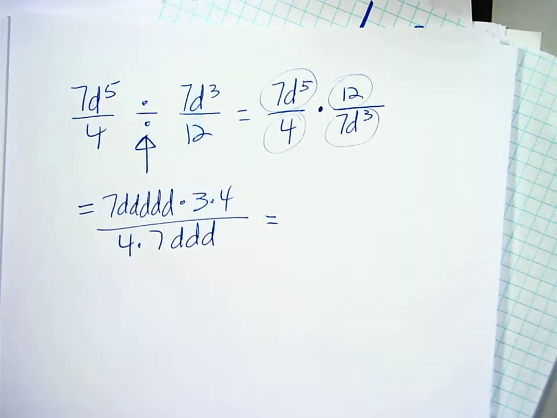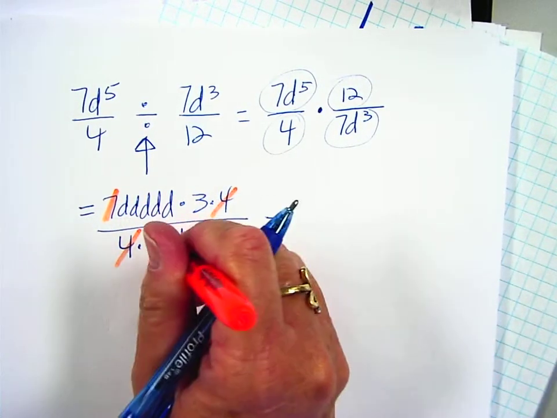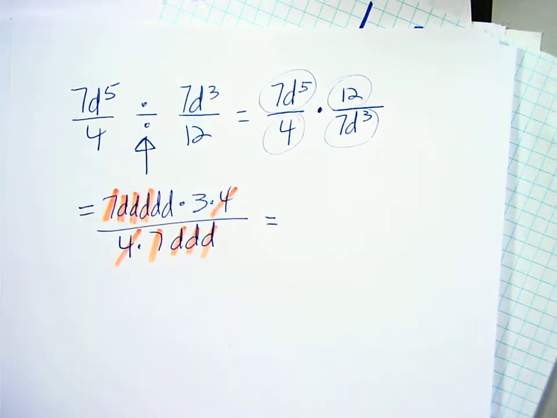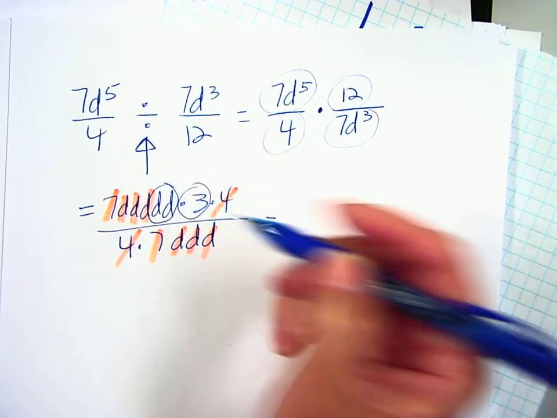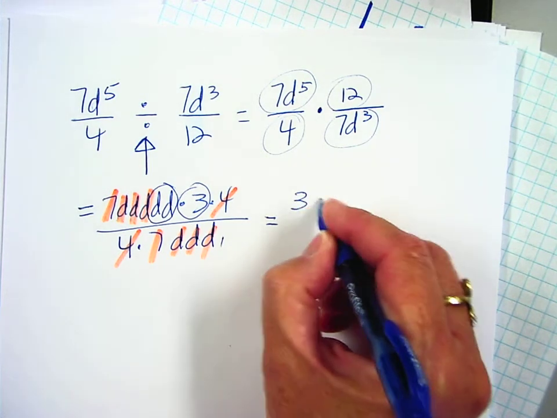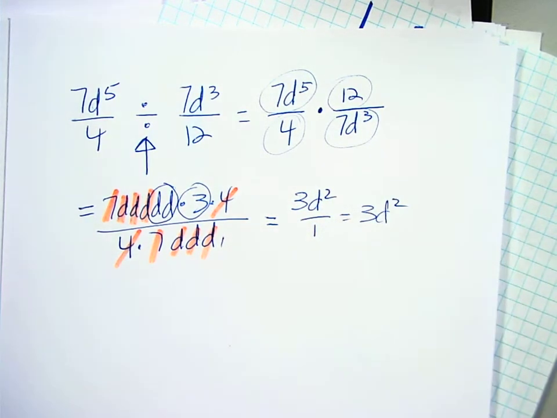Tried to think ahead. And then I have 3D's down here, and then I can cancel that with 3D's on top. So let's see, I have 2D's, and I have a 3, and I have 1 in the denominator, so I have 3D squared over 1, which is just 3D squared.